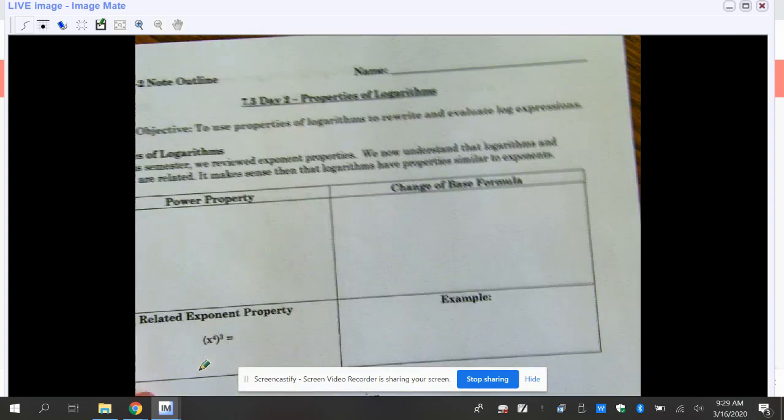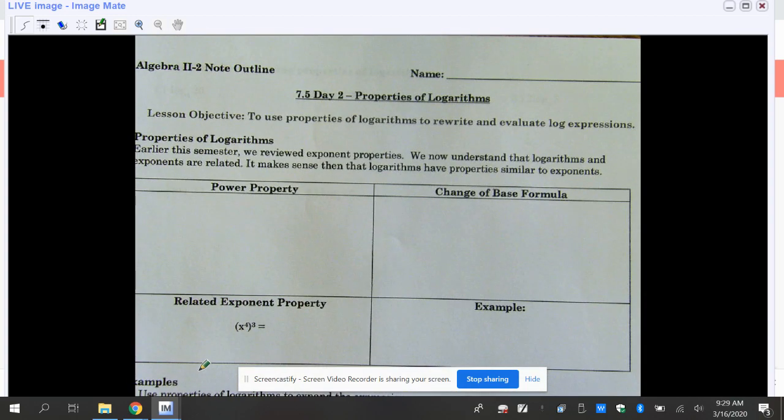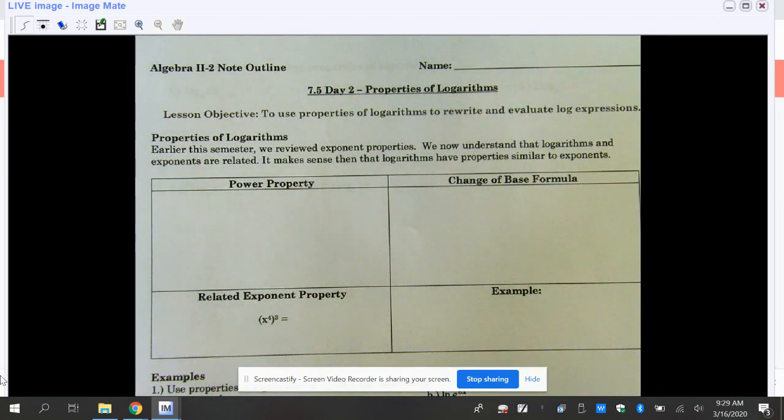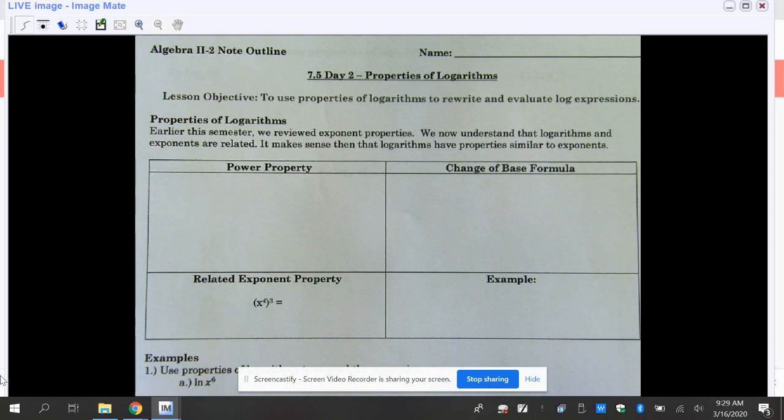All right, day 2, properties of logarithms. So yesterday we talked about the product and quotient property. And today we are going to talk about the power property and then how to evaluate logarithms that you cannot necessarily rewrite as an exponent.